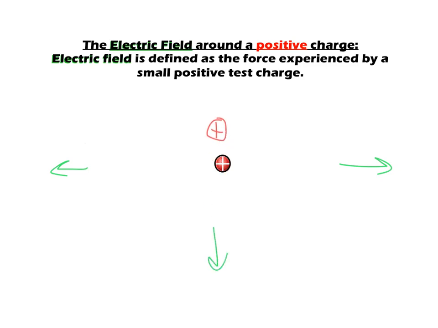If I moved it above, it would get pushed up and away. If I put it over here, it would get pushed up and to the right. If I put it over here, down and to the left, and I can continue this process. The point is that anywhere I put it, it's going to be repelled away.